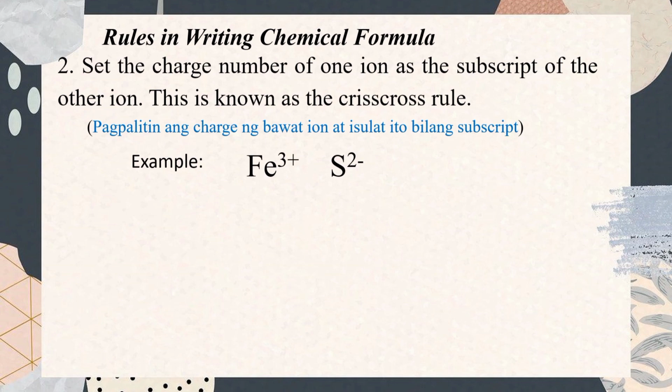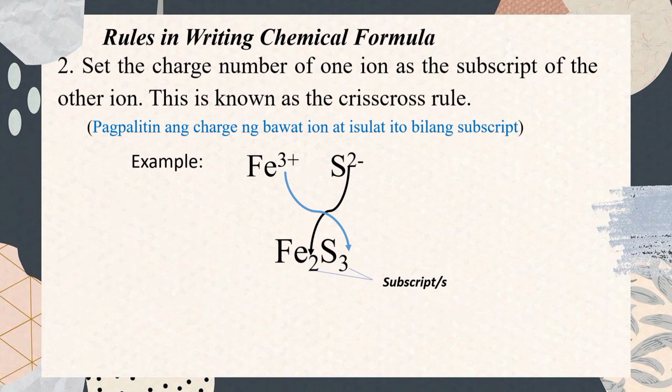The combining atoms are Fe positive 3 and S negative 2. The charge of Fe, which is positive 3, will become the subscript of S. And the charge of S, which is negative 2, will become the subscript of Fe. And there you go. We have now 2 and 3 subscripts. So the correct chemical formula of the combining atoms Fe positive 3 and S negative 2 is Fe2S3.